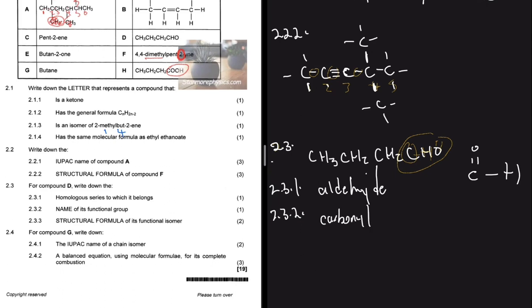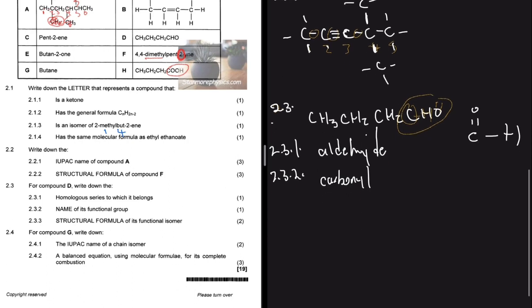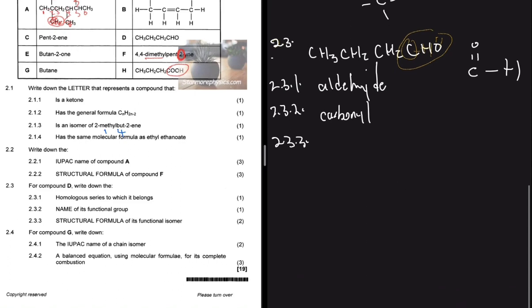And then 2.3.2 says name of its functional group, that's carbonyl. Yeah, people usually confuse the two, but because you guys are here and watching this video, there won't be any of that. And then 2.3.3 says structural formula of its functional isomer. So for its functional isomer, the functional isomer of aldehyde is ketone. I think I've seen that in this video. If it's not in this video, then it's in many others that I've done. They're approaching 100 now, so it's quite a lot.